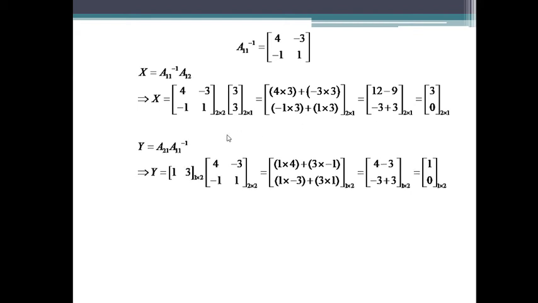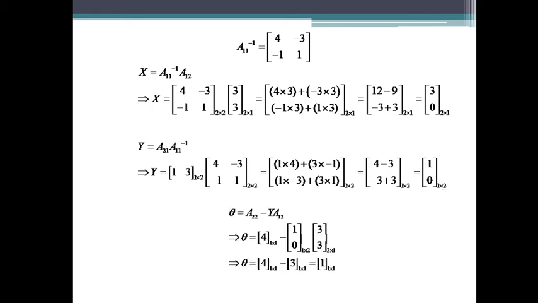Similarly, next step y equals, here we substitute the values of A21, that means a 1 by 2 matrix, and A11 inverse, that means a 2 by 2 matrix. After multiplication of these, we get a 1 by 2 matrix, that means here 1 and 0.